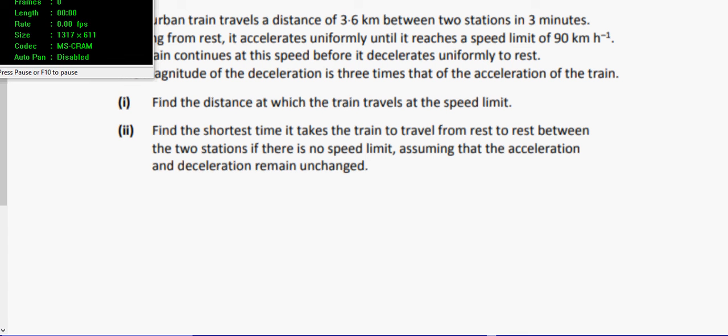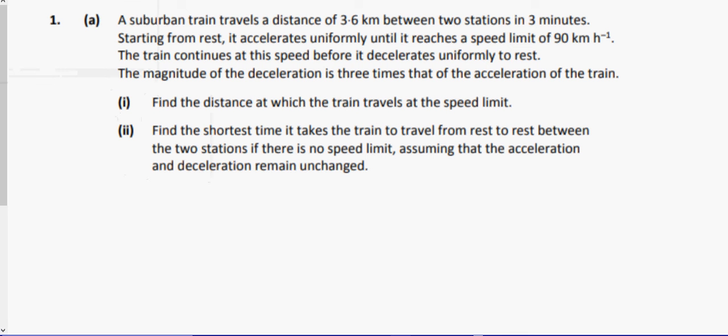Okay, a suburban train travels a distance of 3.6 kilometers between two stations in 3 minutes. Starting from rest, it accelerates uniformly until it reaches a speed limit of 90 kilometers an hour. If the train continues at this speed before it decelerates uniformly to rest, and the magnitude of deceleration is 3 times that of the acceleration of the train, find the distance at which the train travels at the speed limit.